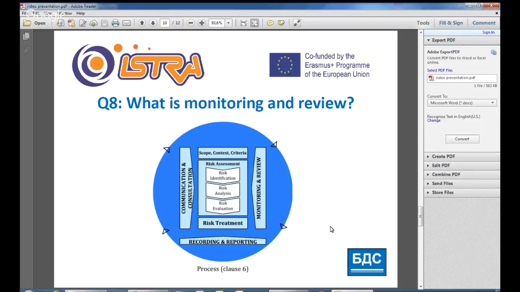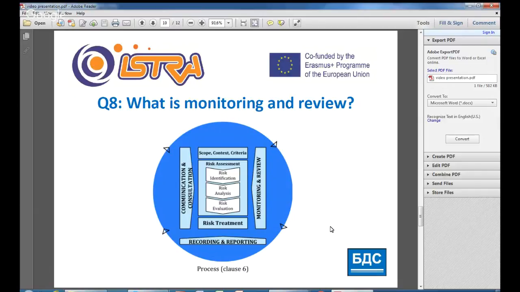Monitoring presents routine surveillance of actual performance and its comparison with expected or required performance. It includes continual checking or investigating, supervising, critically observing, or determining the status in order to identify change from the performance level required or expected, as well as changes in context.